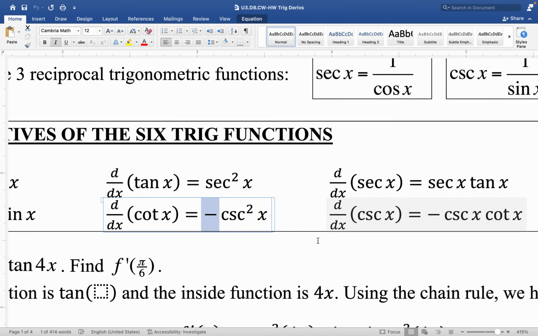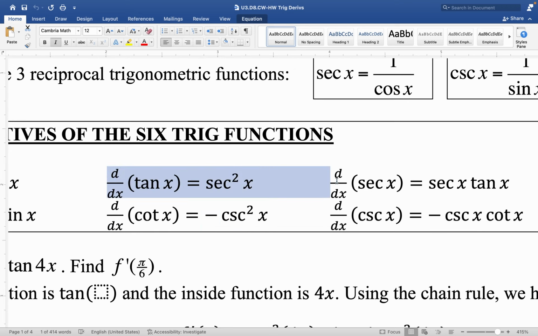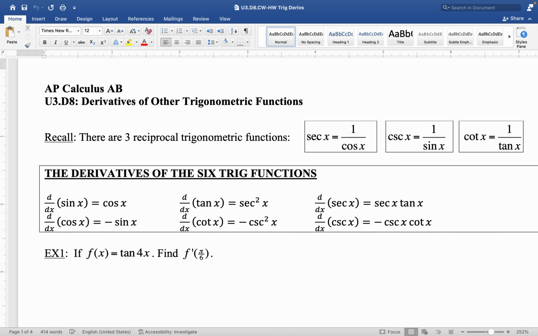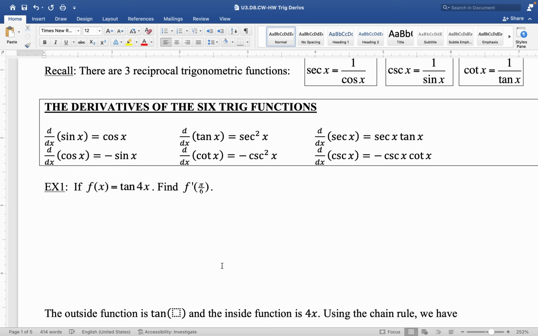I find that basically I really just kind of memorize these 2 right here, and then I know how to find the other ones from this observation that you just switch all the functions with cofunctions and put a minus sign. So that's a good observation for helping you to memorize these guys. So let's go ahead and do some examples.